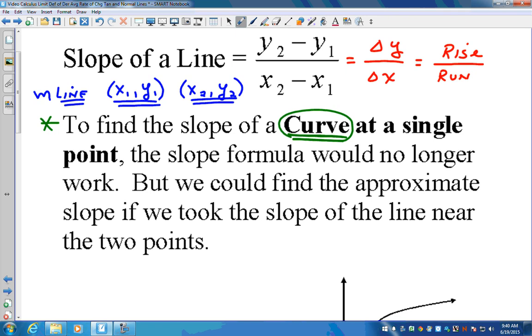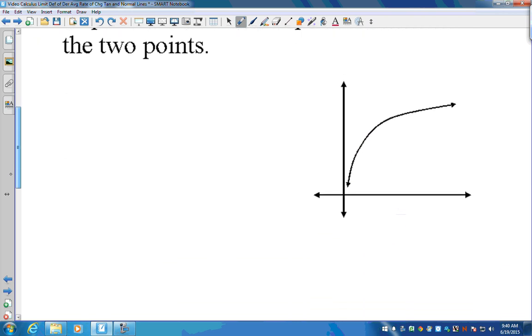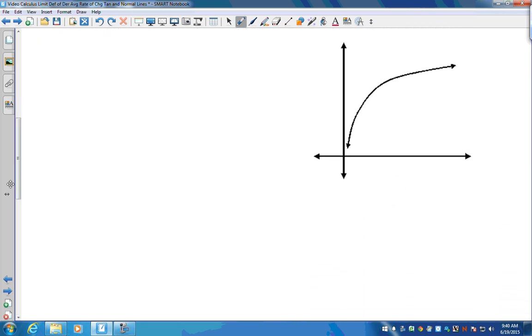We are only going to need a single point on that curve to try and find the slope. Obviously the slope formula that we have up above here is not going to work because we need 2 points, right? But what if we use that slope formula and put 2 points really close together and made them turn into 1 point? So let me show you what's going on here.